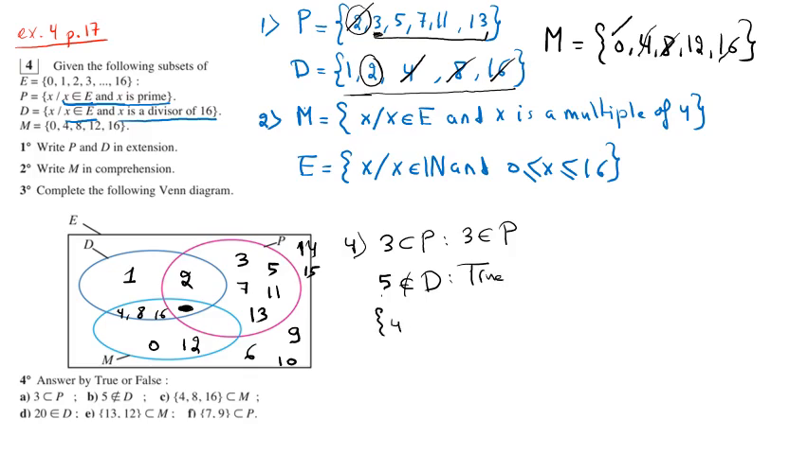4, 8, 16. 4, 8, and 16 are a subset of M. This is a set. Between a set and a set, we use subset or not subset. 4, 8, and 16, you can see they are all elements of M. Then this one is also true.